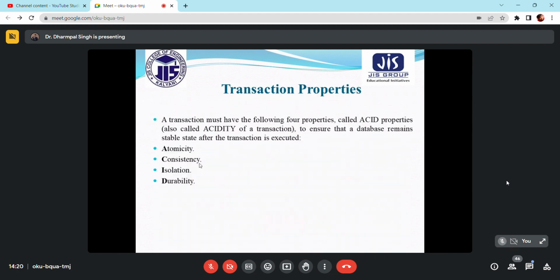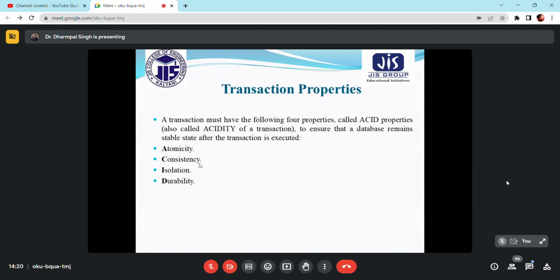Now, every transaction, we know, has the ACID property: A for atomicity, C for consistency, I for isolation, and D for durability. A transaction must have the following four properties, called the ACID properties, to ensure the database remains in a stable state after the transaction is executed. If these properties are satisfied by the transaction, then your database will be in a stable state after the transaction is executed. Otherwise, it will not.